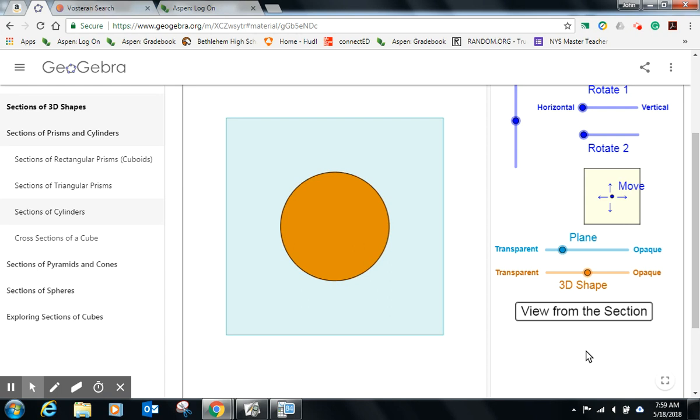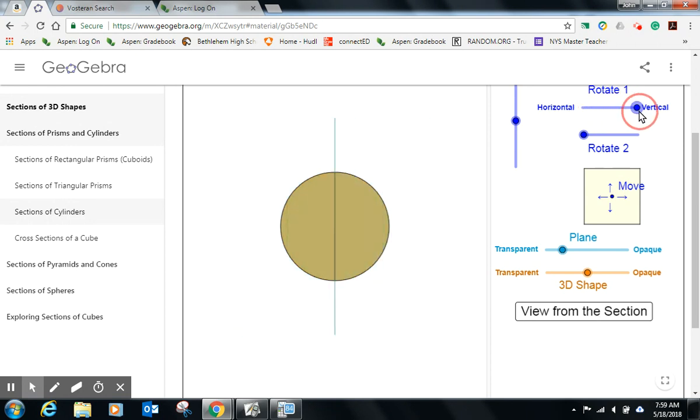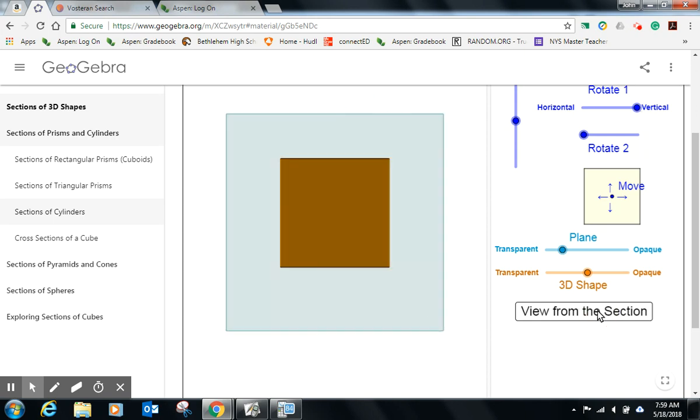Now, what if we wanted to go to the vertical cut? You can go up here from horizontal, translate it all the way over to vertical, and then view from the section, and it'll show you it's a rectangle. So again, come on over here, go over to vertical, view from the section, it'll show you what it is.